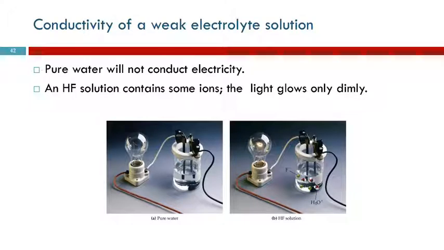So here's an example, some pictures. There's the pure water again. Electricity will not flow through the pure water, and so the light bulb doesn't light up. If we add HF, a weak acid, same amount as the HCl strong acid, we get a weak glow in the light bulb.